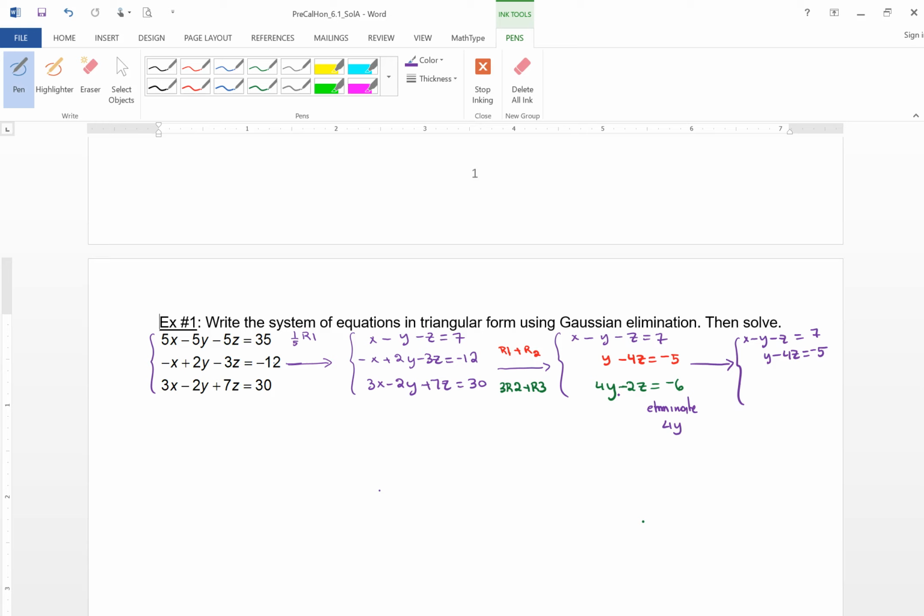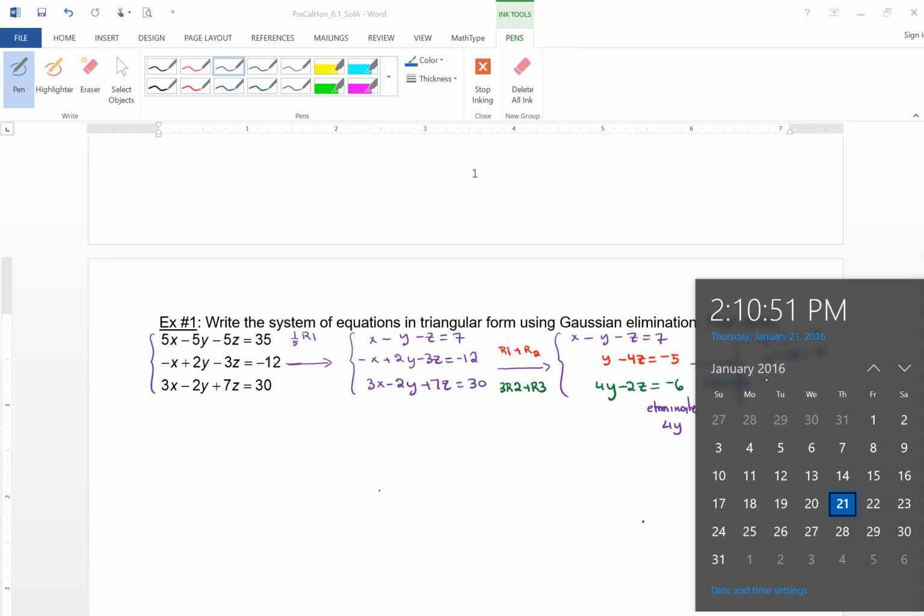So let's use blue for this one. So negative 4 times row 2 plus row 3. What does that give us? Negative 4y plus 4y is 0.